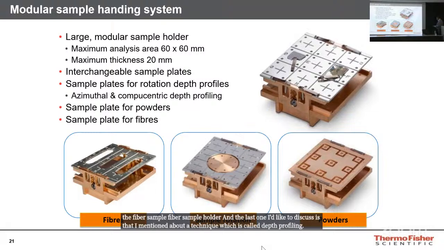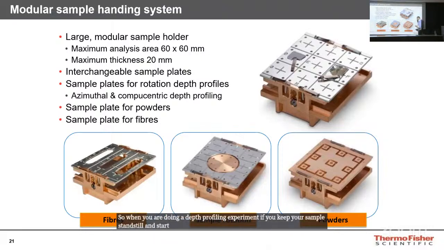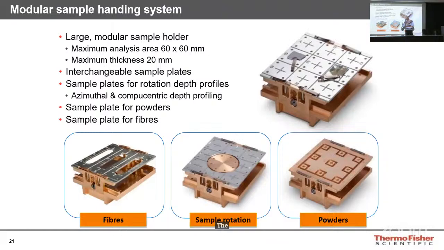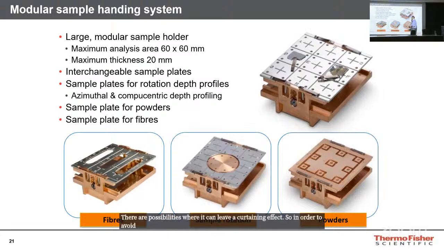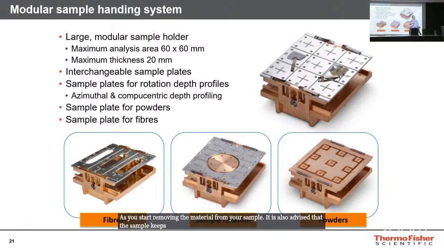So when you are doing a depth profiling experiment, if you keep your sample stand still and start milling the sample, the finish or the slice of the edges of your sample may not be neat and perfect. There are possibilities where it can leave a curtaining effect. So in order to avoid that curtaining effect, as you start removing the material from your sample, it is also advised that the sample keeps rotating so you have a clean finish, particularly on the edges.